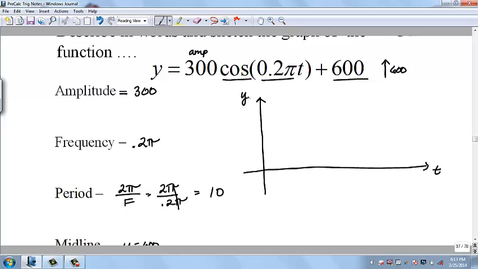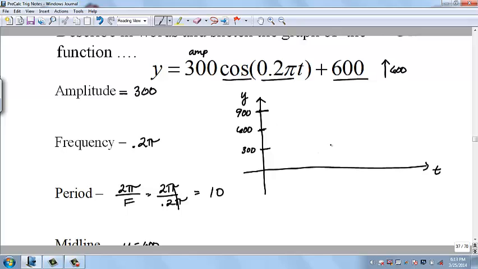Okay, so now I look at it. I know what it looks like: cosine. So cosine starts high, so I know it's going to start at 900. Okay, and then I know what the graph of cosine looks like. So here's 600, and then we'll do 300. So if my amplitude's 300, I'm going to start at 900 because cosine starts high. I'm going to come down, see how it works.